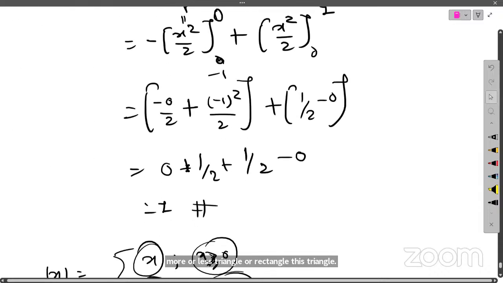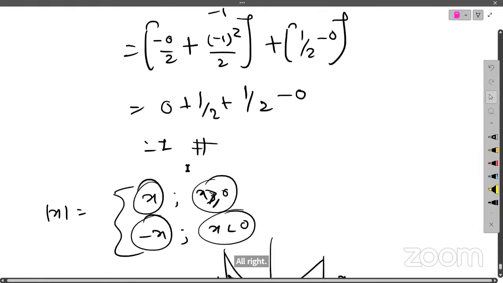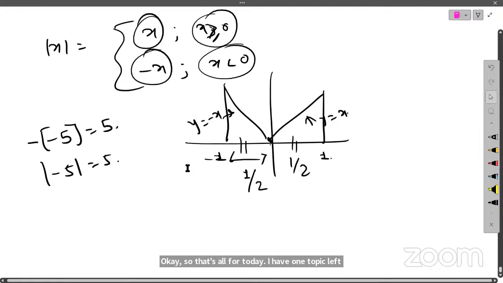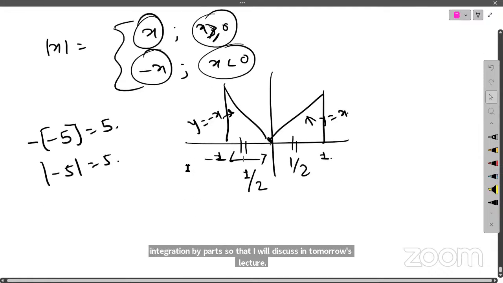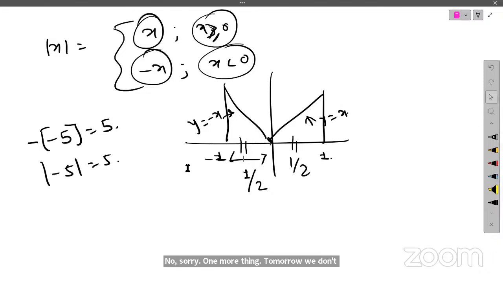Okay, so that's all for today. I have one topic left, integration by parts, so that I will discuss in the next lecture. No, sorry, one more thing: tomorrow we don't have a class. We have class on Monday. Tomorrow's session we'll cancel.